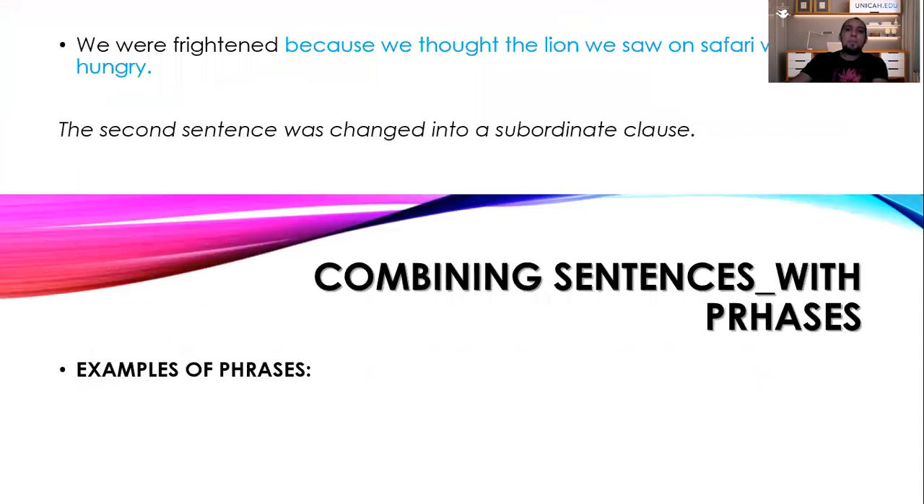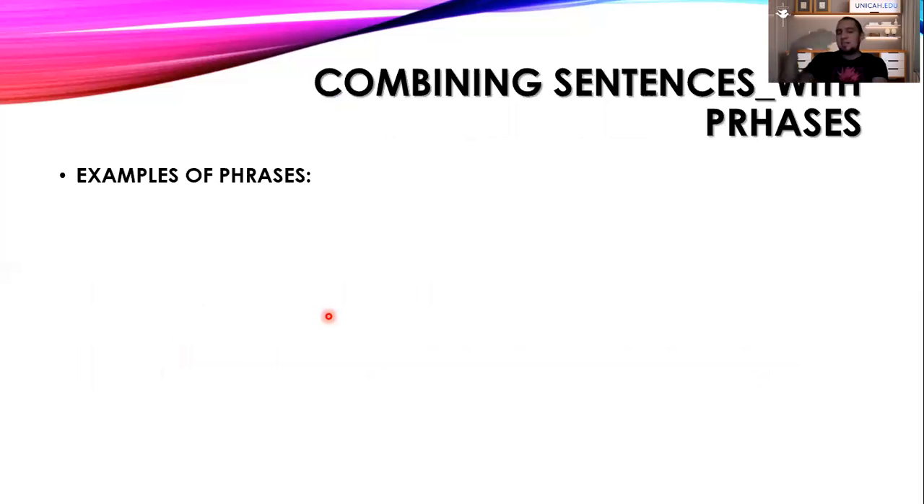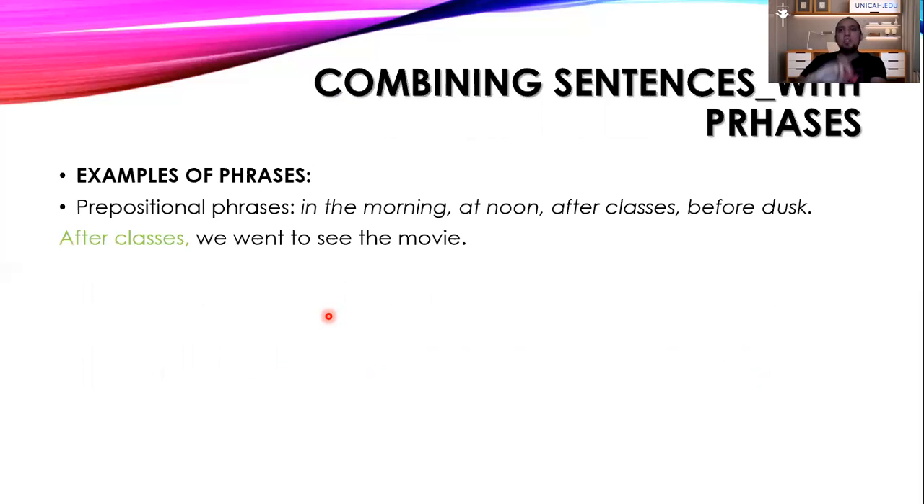Now we have combining sentences with phrases. Remember, we have many types of phrases. For example, we have prepositional phrases. It's the combination of a preposition and a noun, or the object of the preposition. For example, in the morning, at noon, after classes, before dusk. For example, after classes, we went to see the movie. So now I'm using a phrase, in this case a prepositional phrase. After the preposition, classes is the object of the preposition.